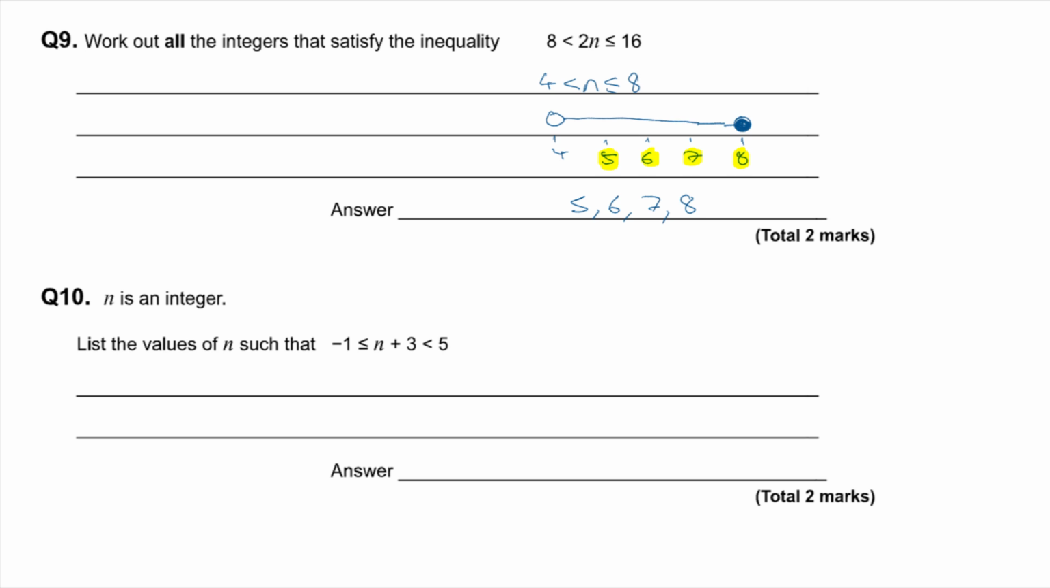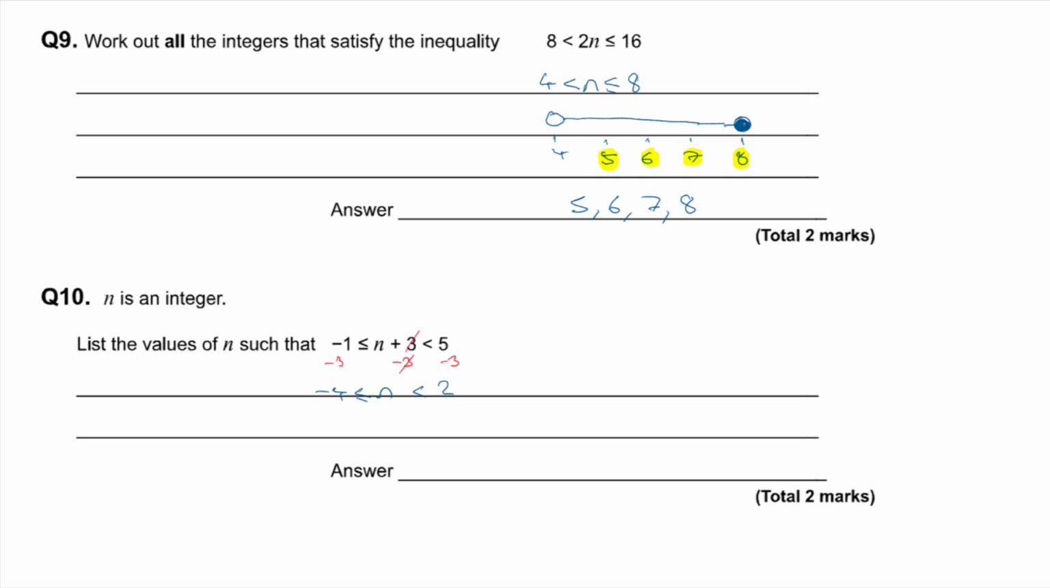Okay. Question 10. n is an integer. List all the values of n such that -1 is less than or equal to n plus 3, which is less than 5. Now again, at the moment I've got n plus 3 in the middle. I can simplify that and get n by subtracting 3 from all parts. So take 3 away from there, take 3 away from there, take 3 away from there. These ones in the middle will cancel, just leaving you with n in the middle. On the left hand side, you're going to get -1 minus 3, which is -4. And I've got 5 take away 3, that is 2.